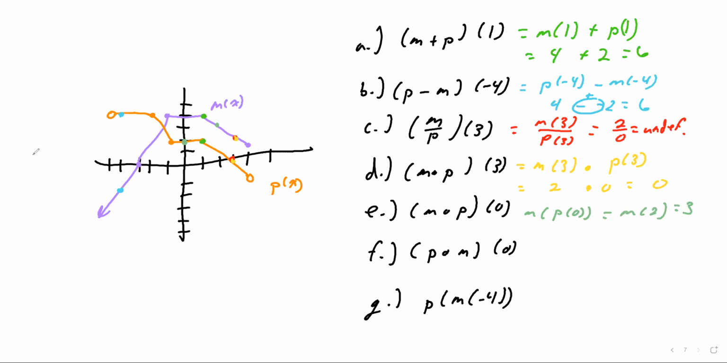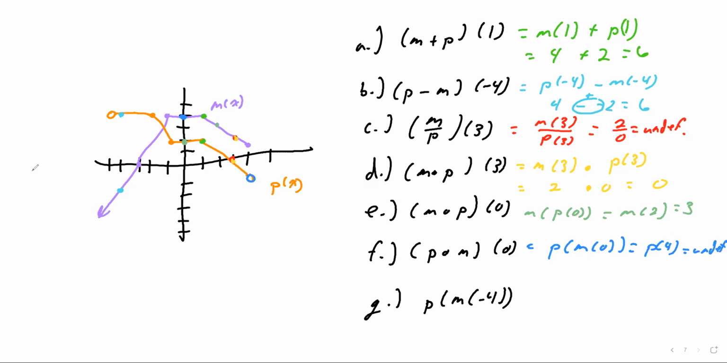So again, this would be p of m of 0. So I'm going to go to 0. I'm going to go to m, which looks like 4. So this is what is p of 4. So then I go 1, 2, 3, 4, and I go to p, and I see it's an open circle. That means it's not included in the set, so that means this is undefined.